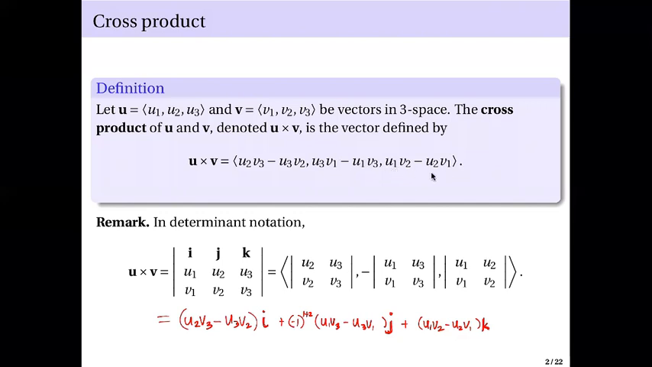Okay, so that's the cross product of two vectors in three-space. Now please be careful when doing the cross product. I'm telling you now that the location of the vectors u and v is important. Later you will see that when you interchange the two, something will happen.